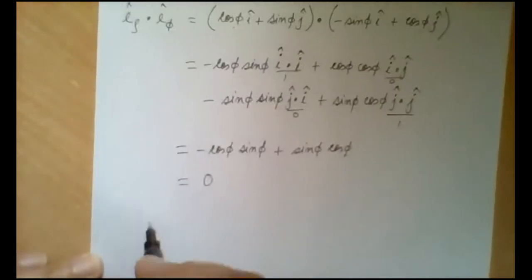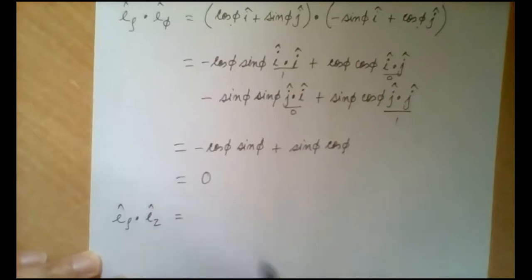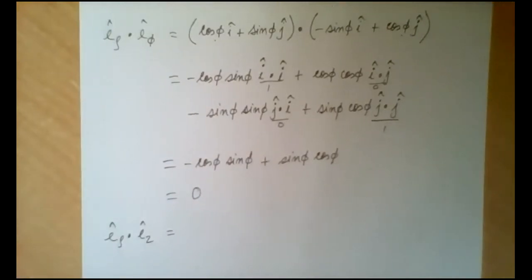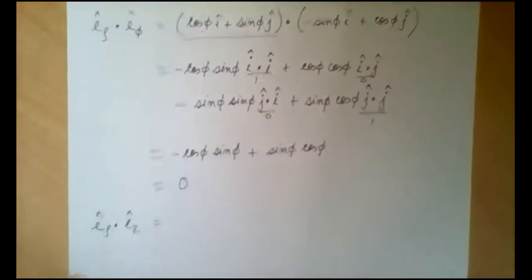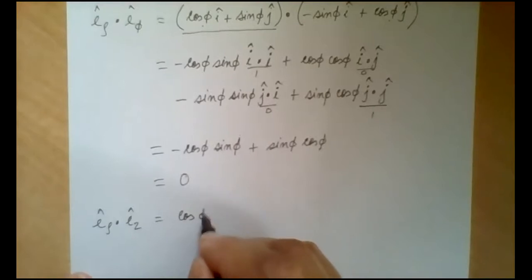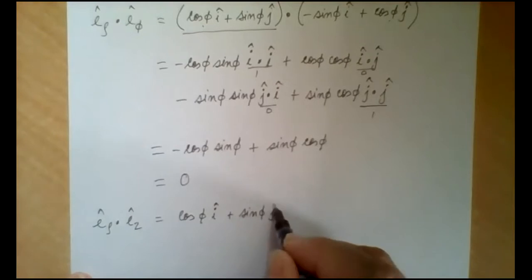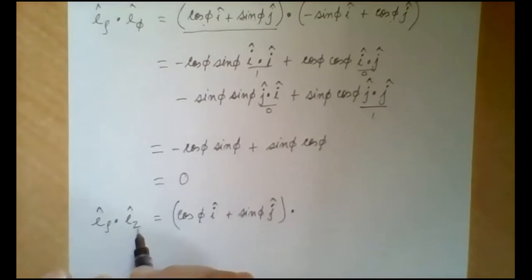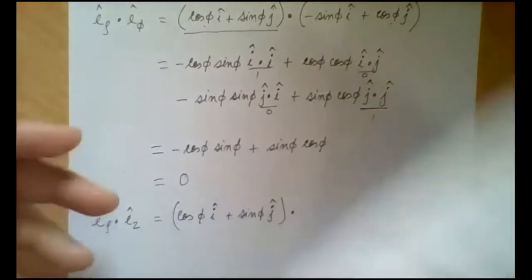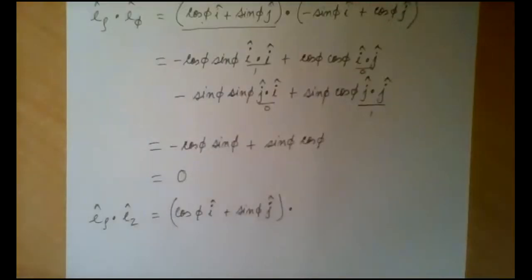Similarly, next we have to show that E rho and Ez are orthogonal, so we take the dot product of E rho and Ez. What is E rho? This is cos phi i hat plus sin phi j hat, dot with what is Ez? What is Ez? Ez is nothing but k hat. So Ez is k hat.